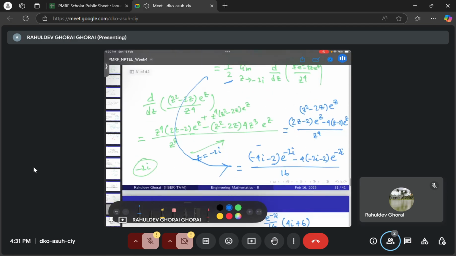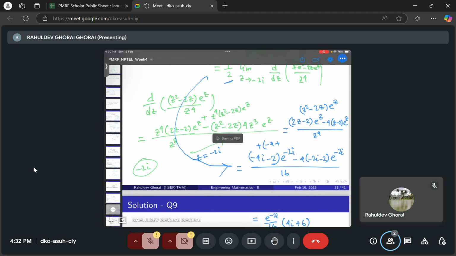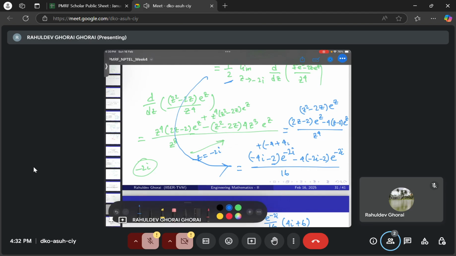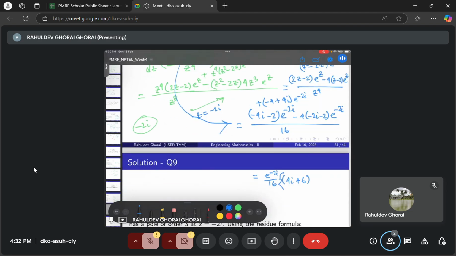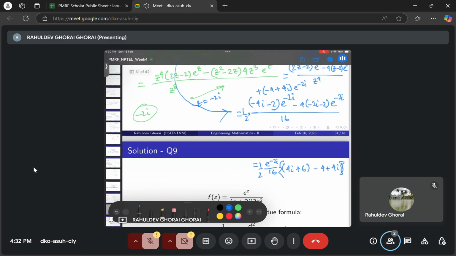So what is z square? It will be minus 2i square, minus means minus 4, and it will be plus 4i times e to the power minus 2i. So whatever we got, with that we will have to add. So first of all, the half is there because that is what we were missing, times minus 4 plus 4i, right?